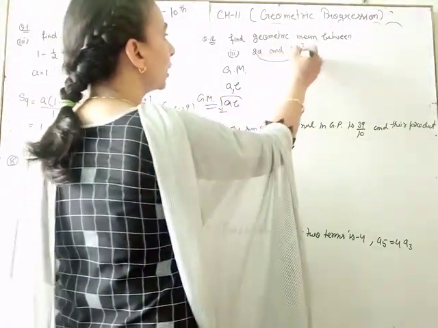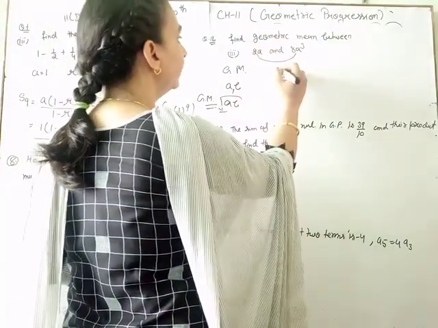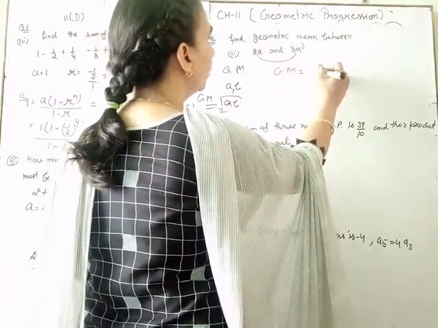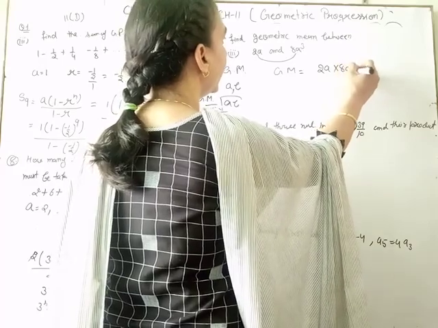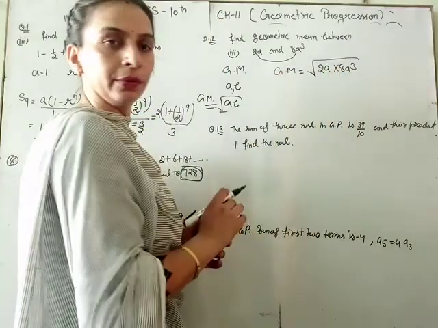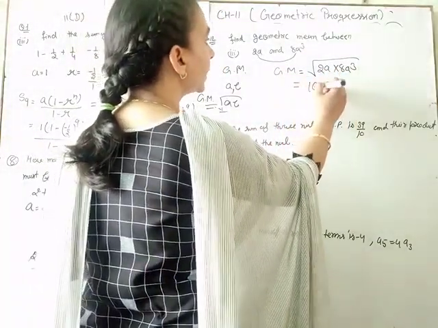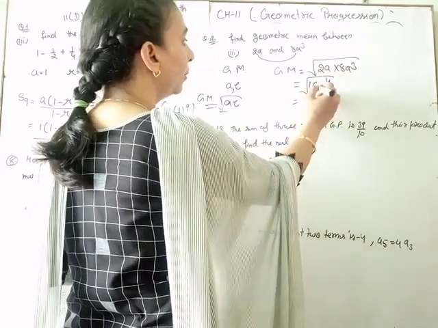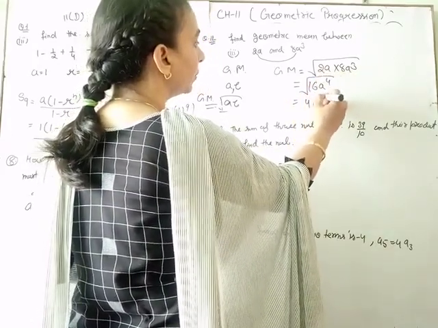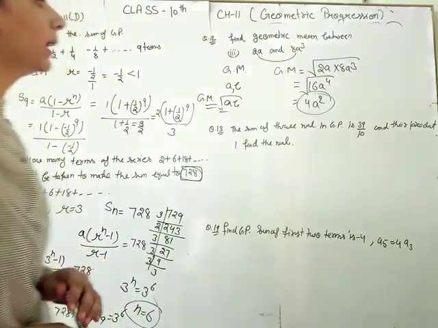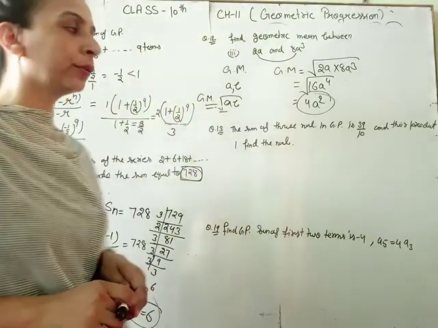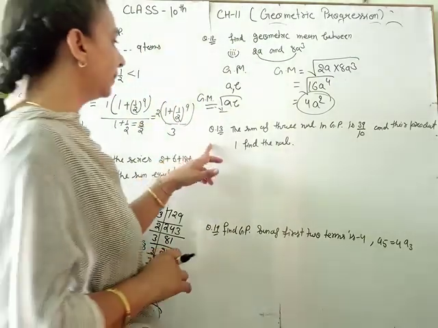If these are two terms of a GP, 2a and 8a cubed, and we find the GM, then GM equals the square root of 2a multiplied by 8a cubed, which is the square root of 16a raised to the power 4, equal to 4a squared. This is the GM between these two terms.